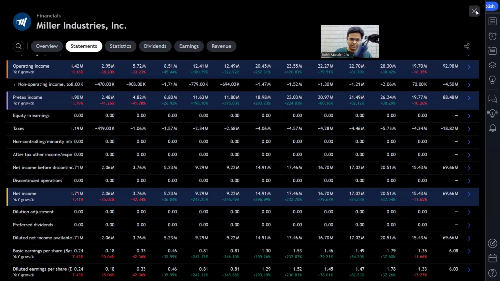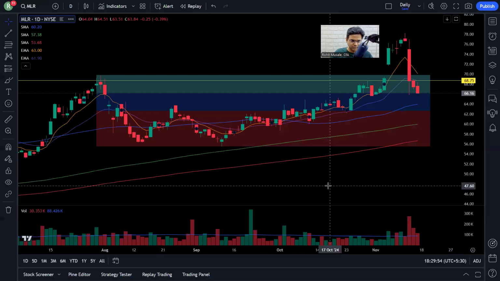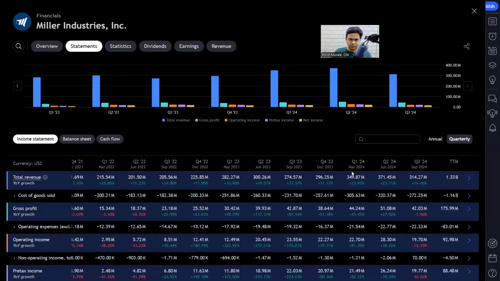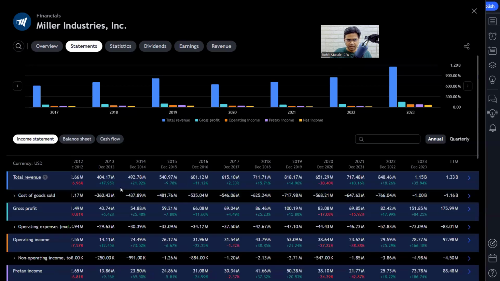So this is my analysis for NYSE and Nasdaq stocks. These are the 4 things you look for. Plus, if you're interested in more understanding about the company, go to statements, click annual. Okay. Now check what were the sales of the company 10 years ago? 400 million. Now it is 1.15 billion. That's like your sales have doubled in 10 years.